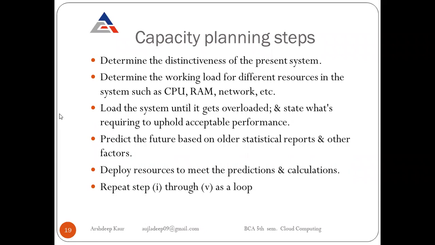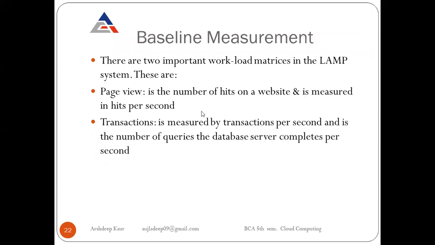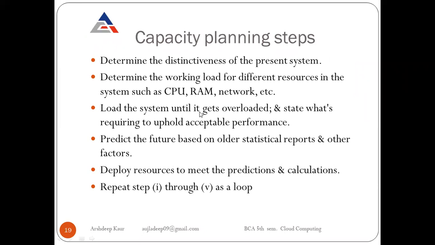Next, determine the working load for different resources: CPU, RAM, network. So we have to determine the workload for all the resources like CPU, RAM and network. Next is to load the system until it gets overloaded. You have to put instructions onto the system until it gets overloaded, and state what is required to uphold acceptable performance. So you give workload to the resources until they get overloaded. Then predict the future based on older statistical reports and other factors.